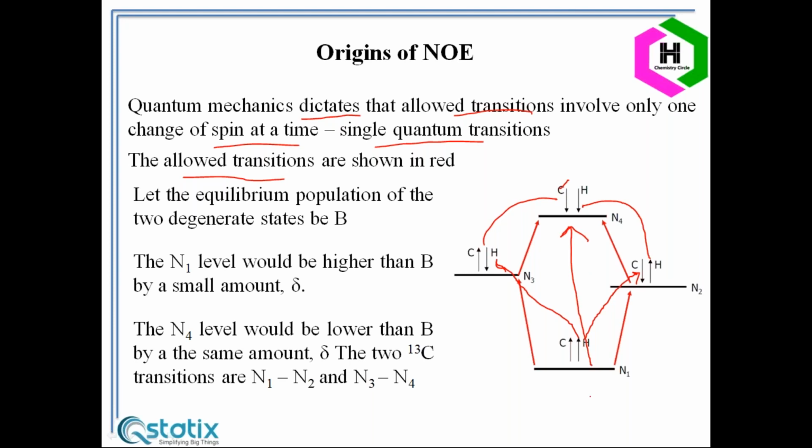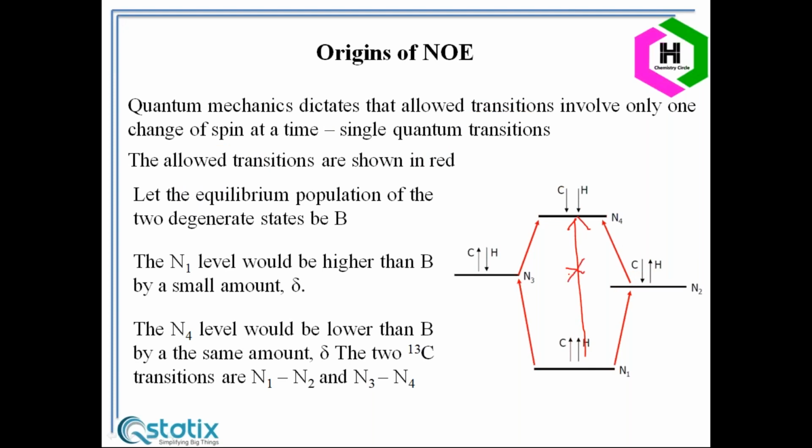This is not an allowed transition. This is an allowed transition, this is also allowed, and this is also allowed. But this is a forbidden transition. All the red color is confusing, so I am going to turn only one line. This is a forbidden transition due to the spin change in the two nuclei, and these are all allowed transitions: N1 to N2, N1 to N3, and then N4 transitions. N1, N2, N3, N4 transitions are allowed transitions.